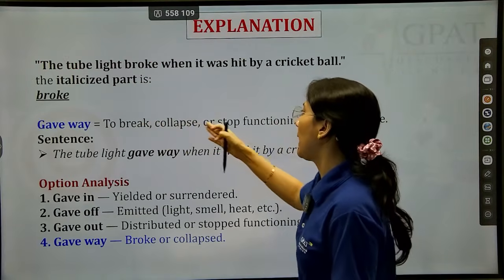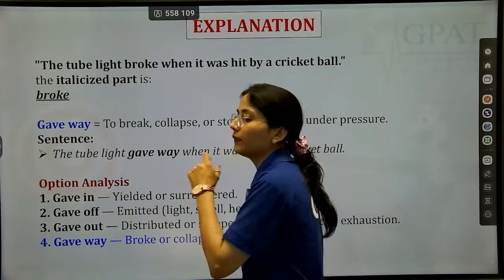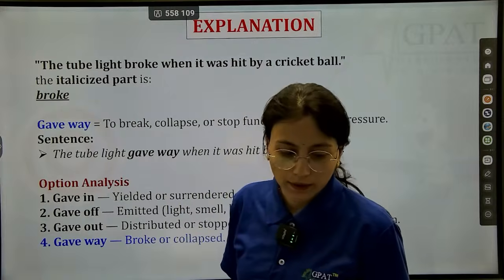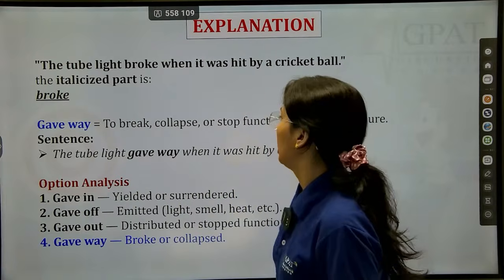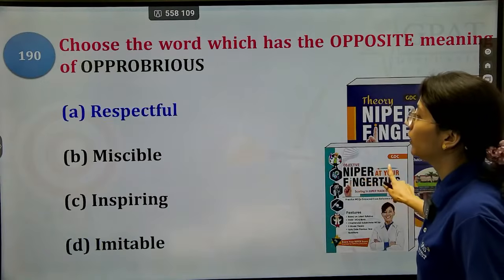To give way means to break, collapse or stop functioning under pressure. So the tube light gave way when it was hit by a cricket ball.